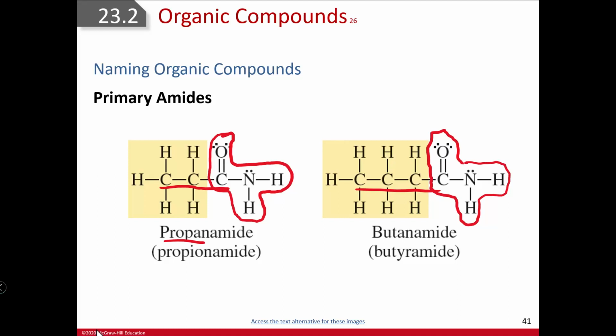And these are primary amides, and that's because the nitrogen is attached to 2 hydrogens, and then it just is attached to the carbon here. And then this carbon is attached to only 1 other carbon here.